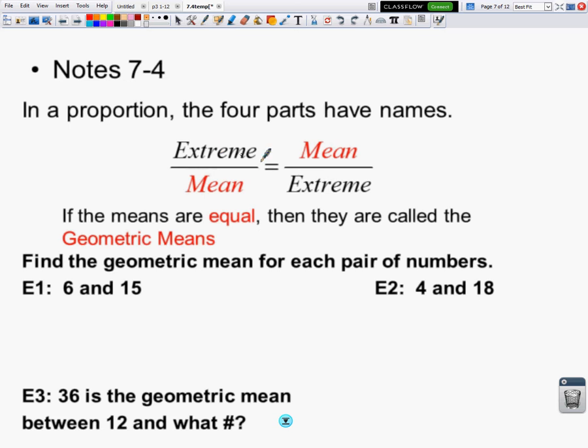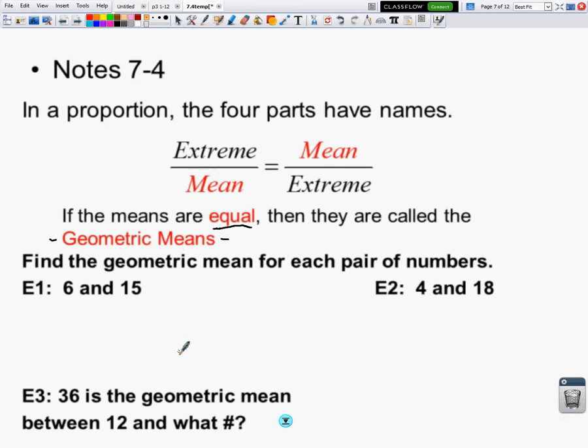First off, we've talked about where the extremes and the means go in a proportion, and we've learned that the product of the extremes is equal to the product of the means. In that proportion, if the means are equal, in other words, if this mean was x, this mean is also x. If the means are equal, it is called a geometric mean. So if these two values are the same, you actually have a geometric mean.